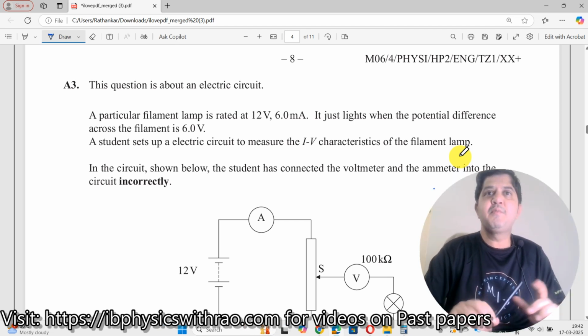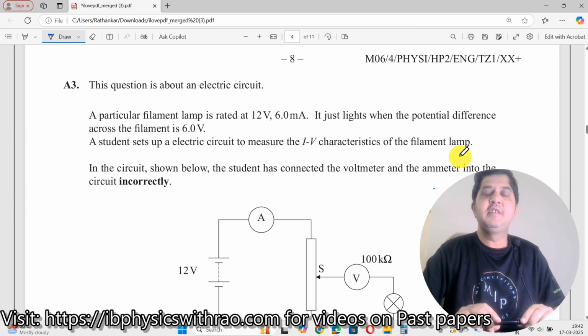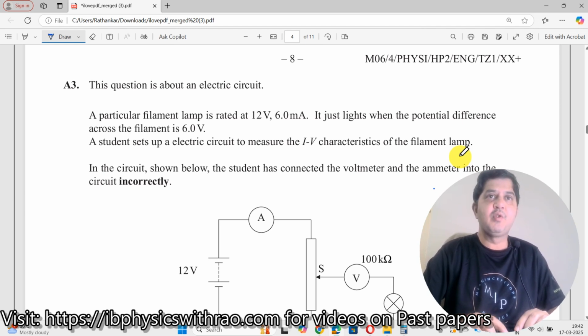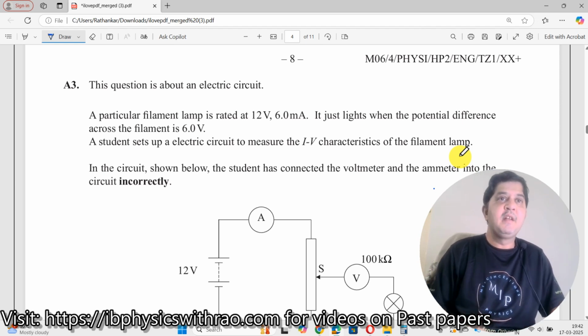Good morning everyone. Welcome to problem number 2. This is a question on the concept of electric circuits, how to solve problems in electric circuits and so on. This question is taken from May 2006, TZ1. Now let us solve it.